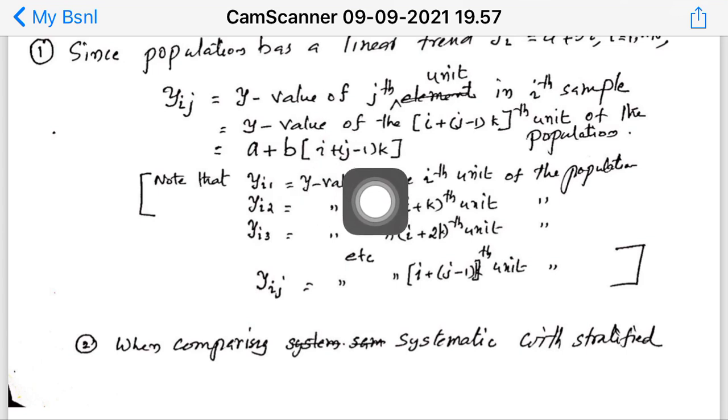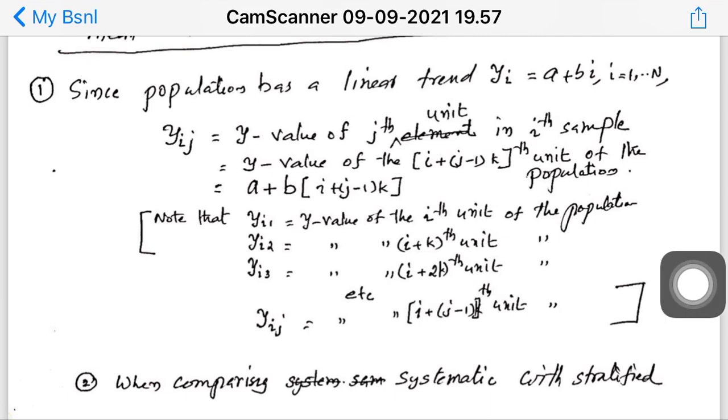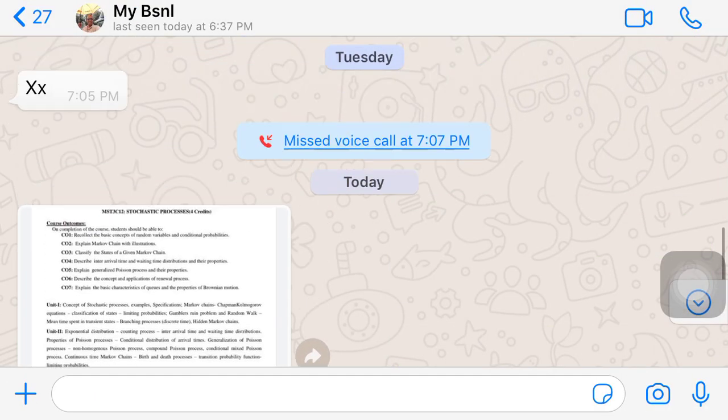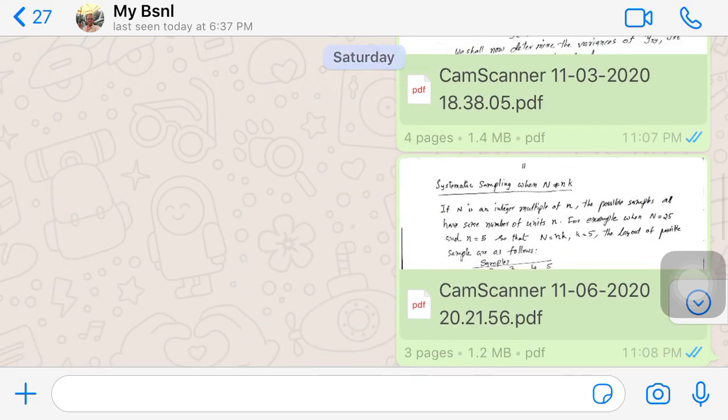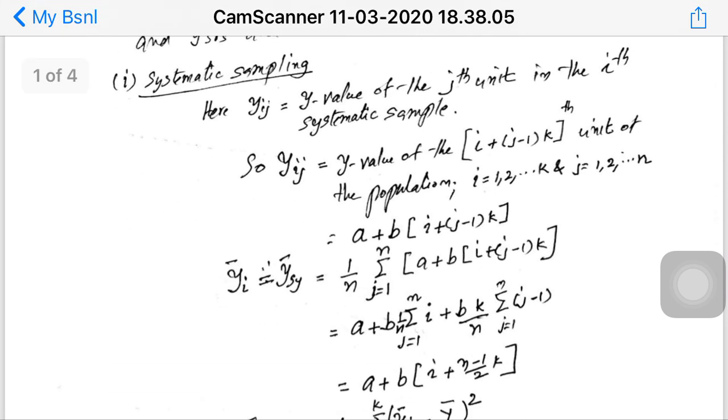In a later stage we will again come to this annexure. Now we just go for the earlier note. You see, this has been justified just now: y_ij is equal to a + b(i + (j-1)k).